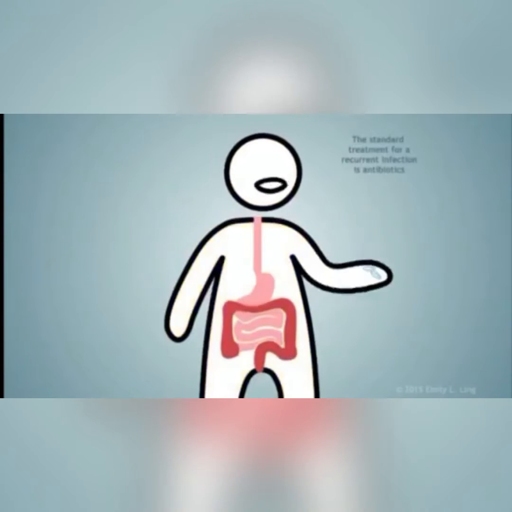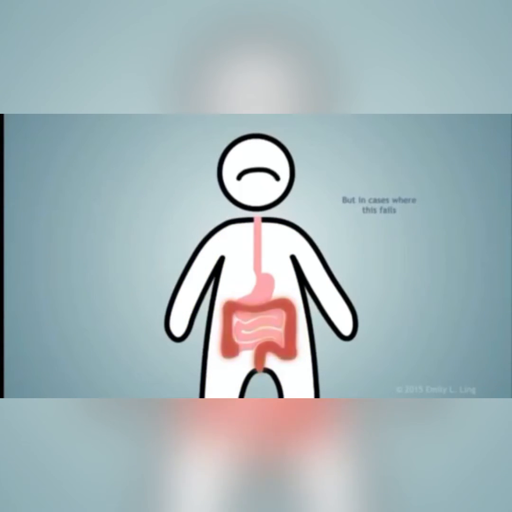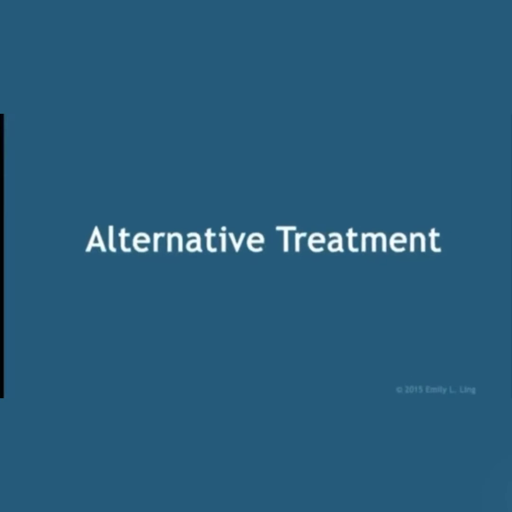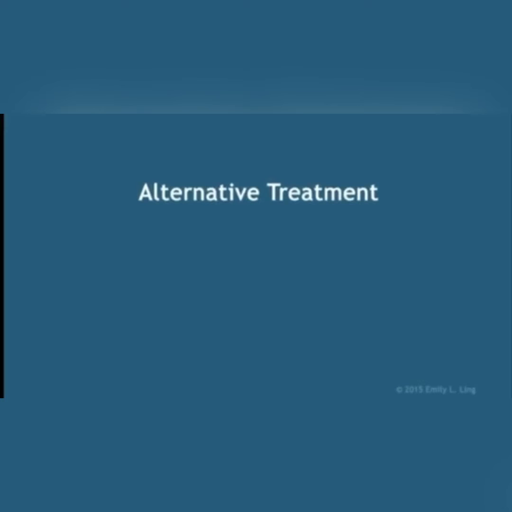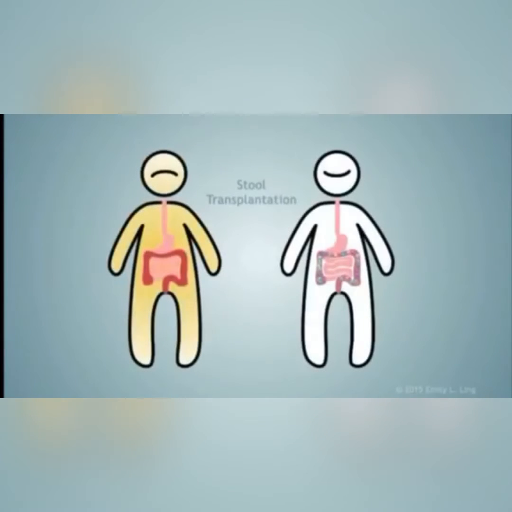The standard treatment for a recurrent infection is antibiotics, but in cases where this fails, there is a new alternative treatment. An emerging solution for patients with recurrent infection is fecal microbial transplantation, or FMT. Also known as stool transplantation, FMT restores good bacteria in the colon by using the good bacteria from a donor.